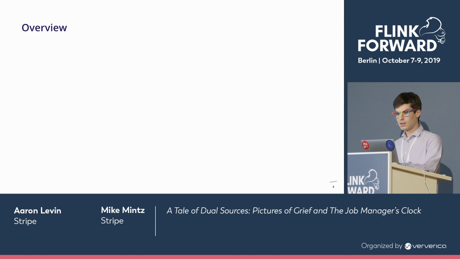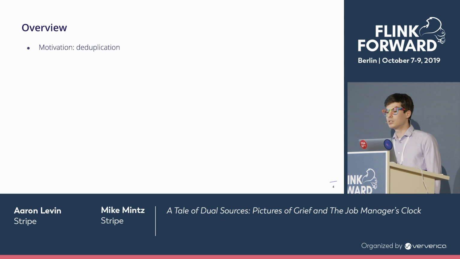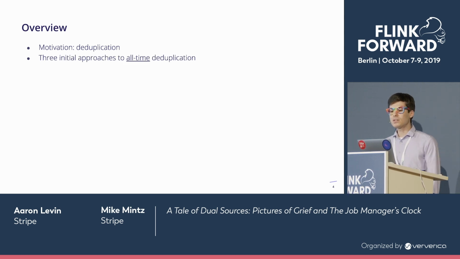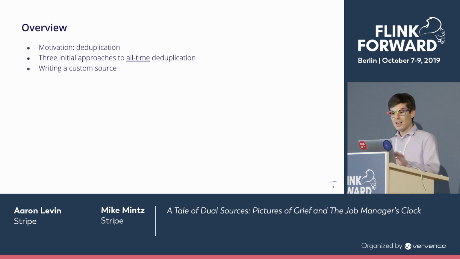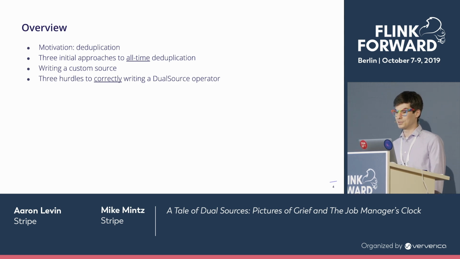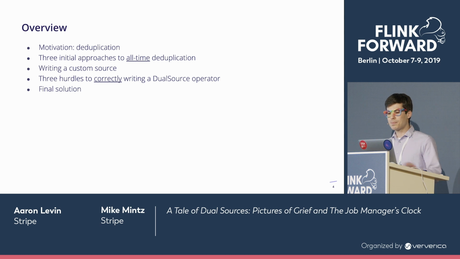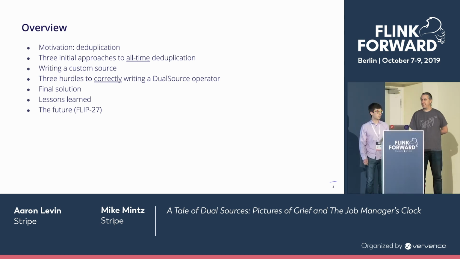We're going to present an experience report on how Stripe embarked on writing a dual source operator in Flink. We'll start by walking through our motivation, deduplicating Stripe's ledger to make sure no single transaction is applied multiple times. Then we'll examine 3 different approaches to implementing deduplication across all time, none of which we were happy with. Then we'll see how easy it is to write a custom source, followed by 3 big challenges getting it to work correctly for our use case. Finally, we'll recap our solution, chat about some of the lessons we learned along the way, and see how this problem could be much nicer to solve in a future version of Flink.